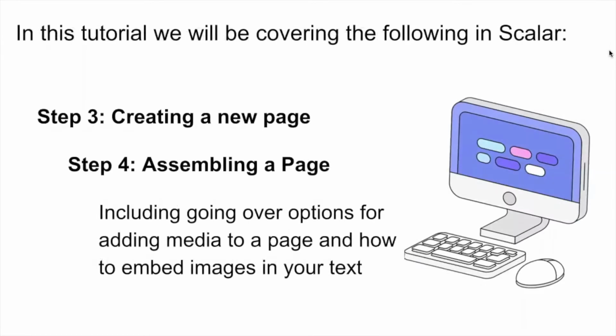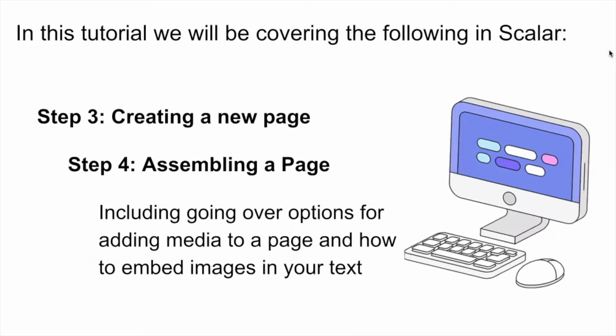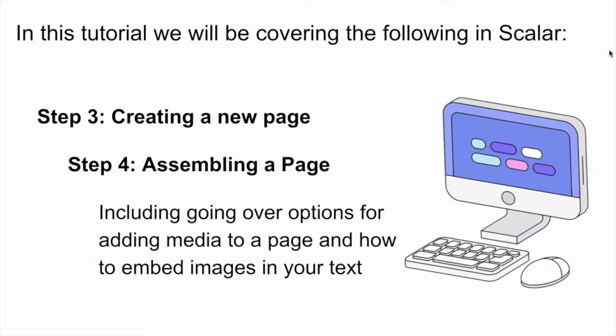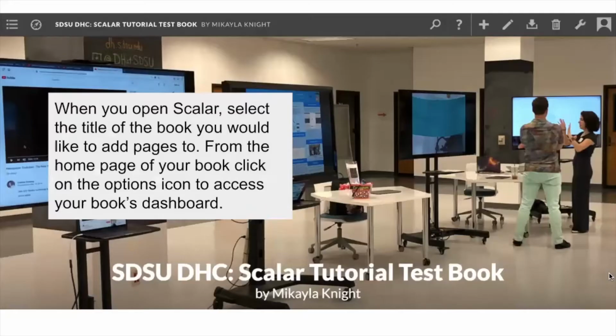Today, we will be continuing on to steps 3 and 4, creating a new page and assembling a page, which includes going over your options for adding media to a page and how to apply that media to mix images and text. When you open Scalar, select the title of the book that you would like to add pages to.